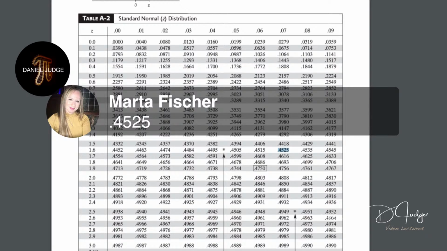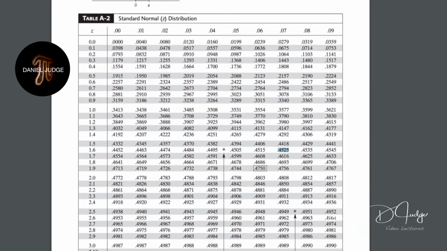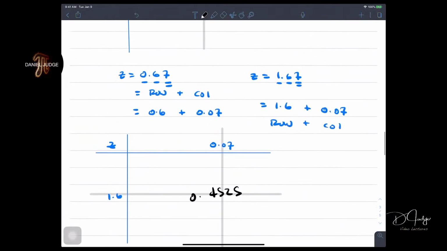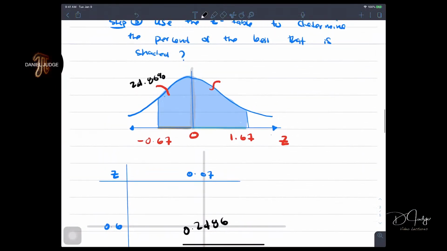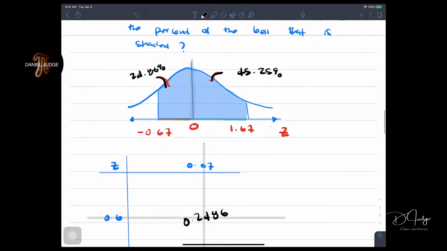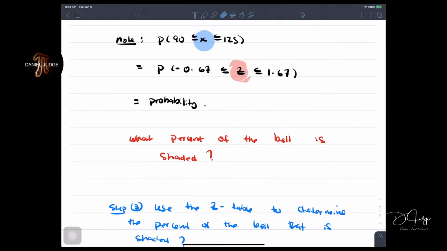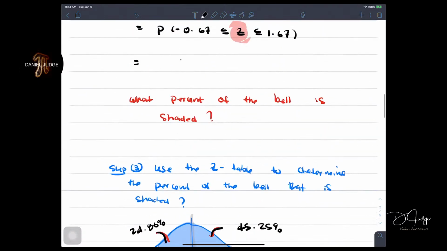So let me write this down in the iPad. 0.4525. There we go. That's what we should see. And remember, this represents 45.25%, ladies and gentlemen. There we go. But we need the final answer. So even though this is a probability, we're going to write the percent. So P can be probability or percent, as long as you know the difference.